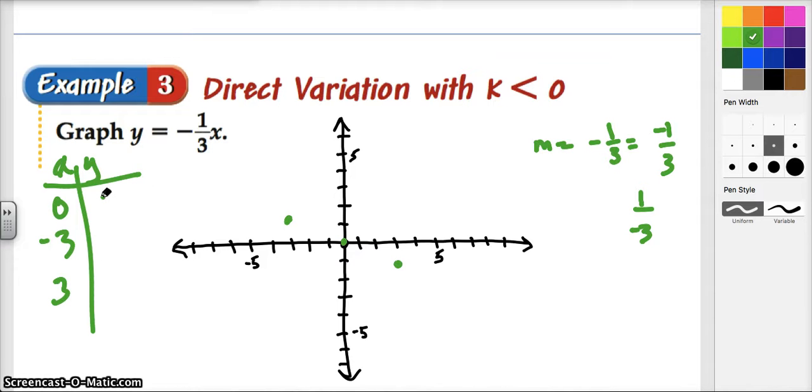Well, when I plug in 0, I get 0, so I know that the origin one was fine. And if I plug in a -3 times a -1/3, I get what? Negative times negative is a positive. 3 over 3 is 1. I get a +1. And when I put a +3 in there and multiply by this -1/3, well, a negative times a positive is going to give me a negative, and 1/3 times 3 is 1. I get that.